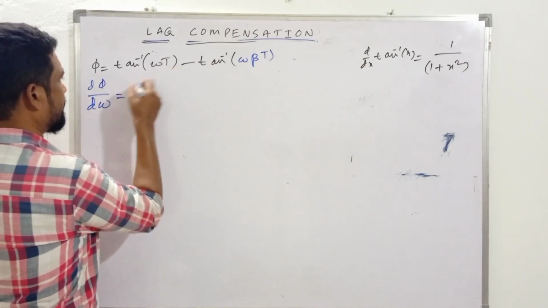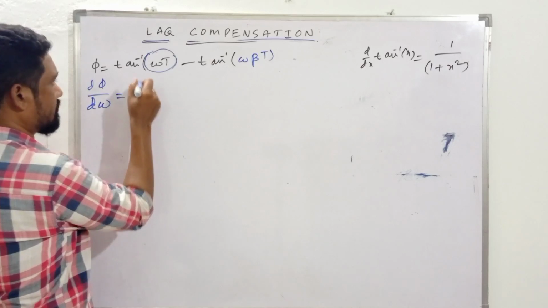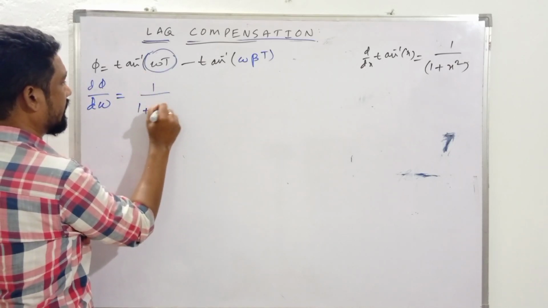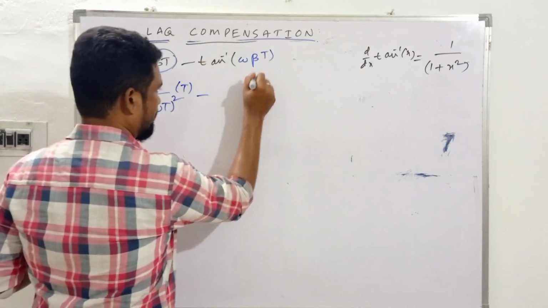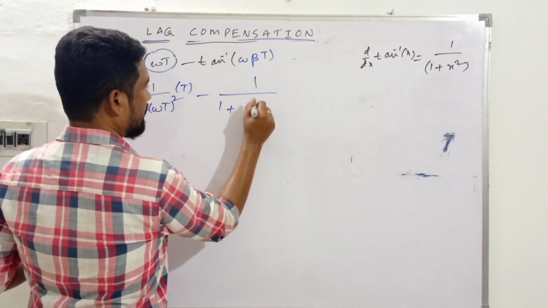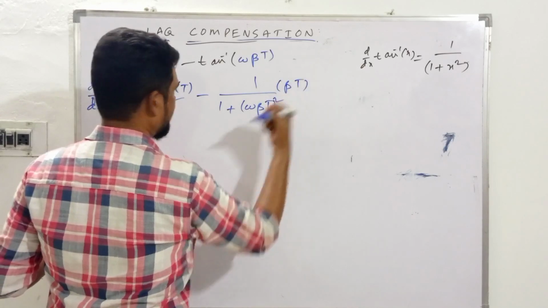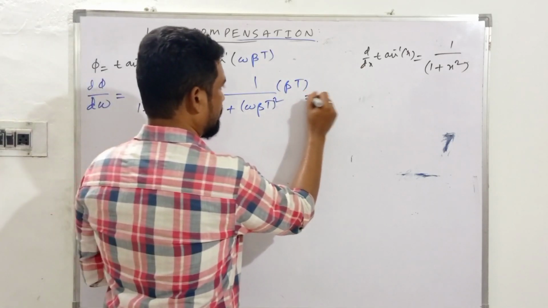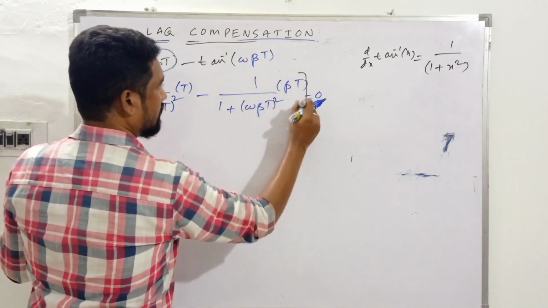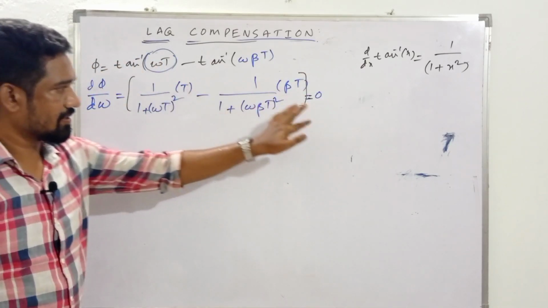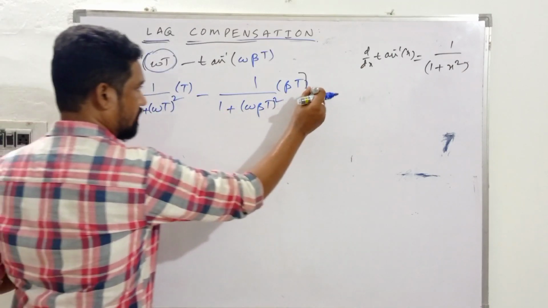The first derivative of tan inverse, where this one will be x, with respect to omega: 1 upon 1 plus (omega T) whole square, with T again, minus 1 upon 1 plus (omega beta T) whole square, with beta into T. Now this entire expression is equal to 0. This term is negative, and moving it to the other side it becomes positive. Let me make use of that property.